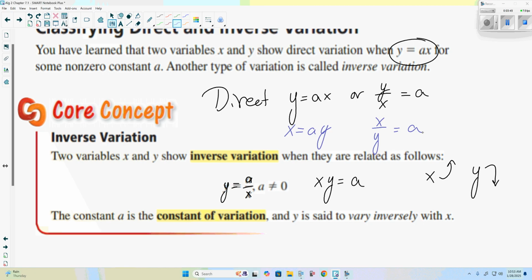Direct variation, the difference between it and inverse, as the value for x increases, the value for y is also going to increase. Direct variation, they're going to either both be going up or both be going down. They're going in the same direction by a constant amount, which is a. Questions on direct or inverse?